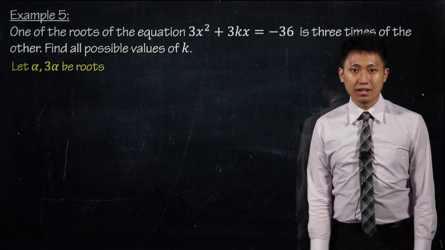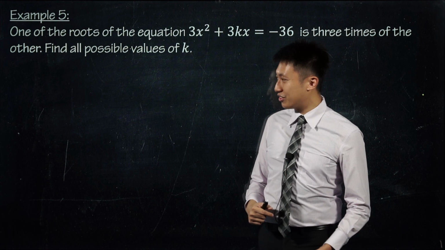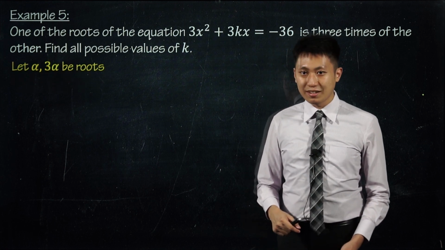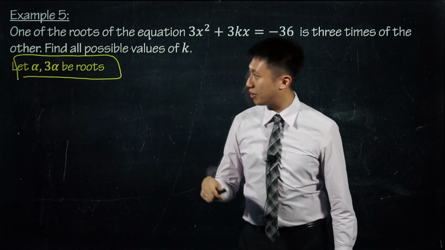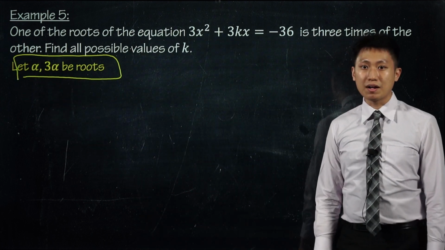All right. So now, the most important part. If you don't do this, then you lose your marks. Okay, you can write this one. Very, very important: let alpha and 3 alpha be the roots.